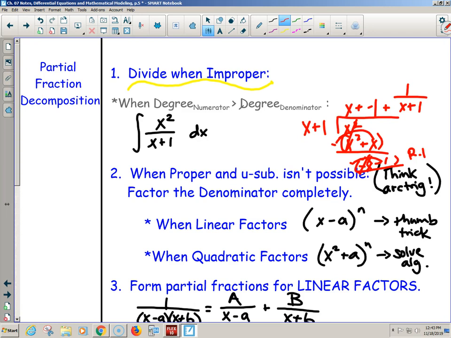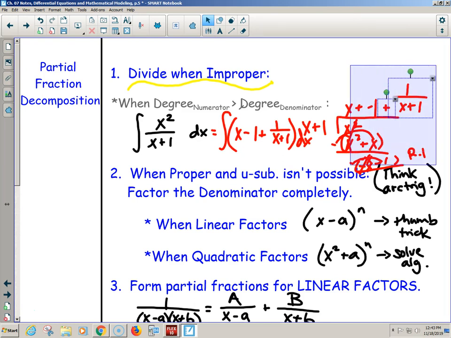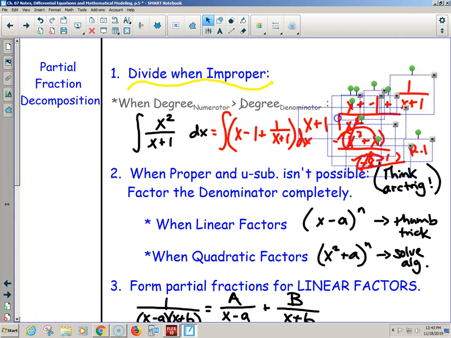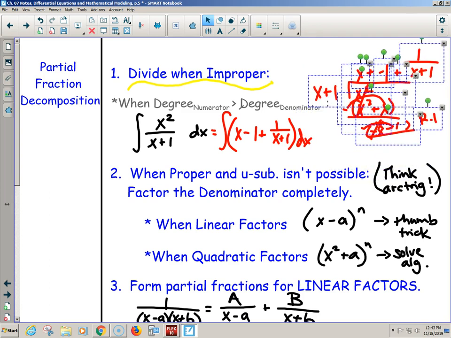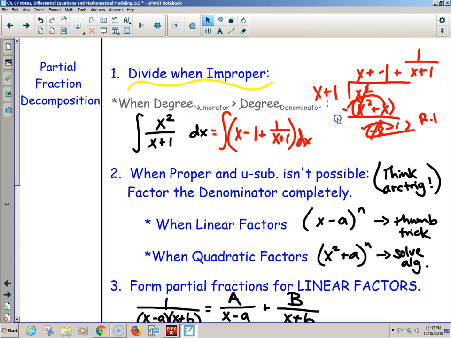Which would you rather integrate? This guy or this guy? Hopefully we all have the same answer. Which one would you rather integrate? Option B. Exactly. Whenever you see someone who's top heavy, go divide. The only way to go. Usually it's the only way to go. A creative u sub is going to get you in a world of trouble.